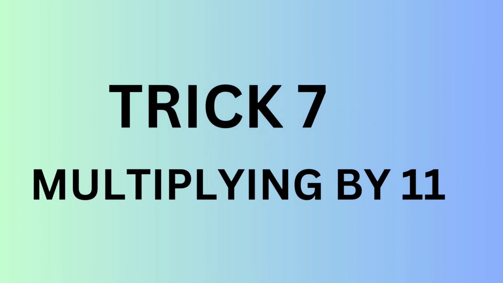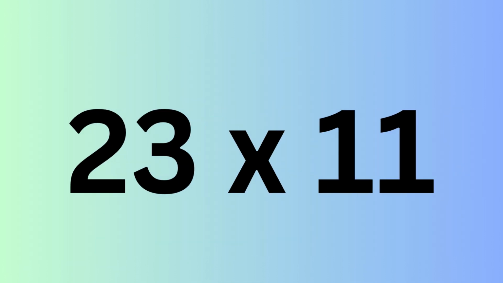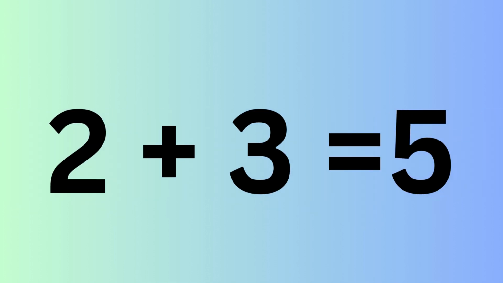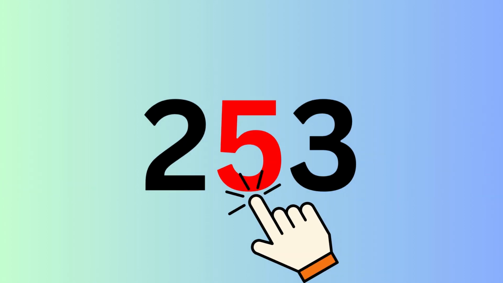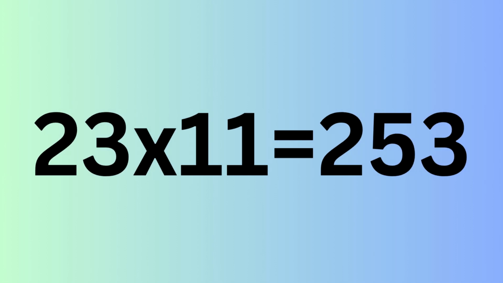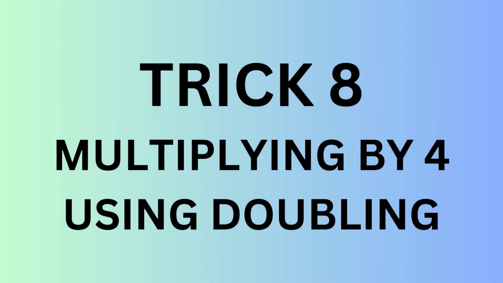Trick 7. Multiplying by 11. Multiplying by 11 is like magic. For two-digit numbers, follow this. Let's try 23 by 11. Split 23 into 2 and 3. Add the digits, 2 plus 3 is equal to 5. Place the sum in the middle, 253. So, 23 times 11 is equal to 253. Works every time.